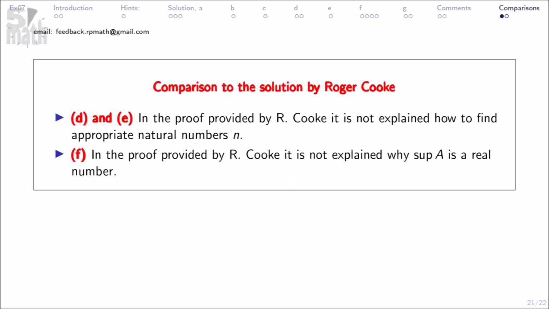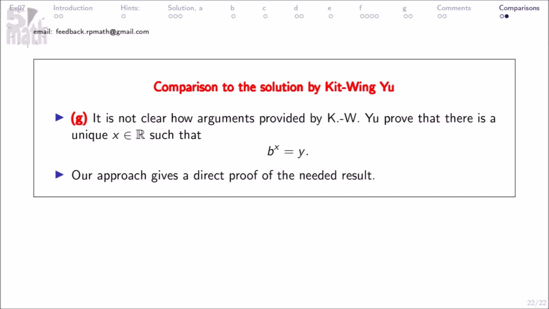Comparison to the solution by Roger Cook, DNE. E. In the proof provided by R. Cook, it is not explained how to find appropriate natural numbers n. F. In the proof provided by R. Cook, it is not explained why supremum A is a real number. Comparison to the solution by Kitwin Yu. G. It is not clear how arguments provided by KWU prove that there is a unique x in R such that b to the x equals y. Our approach gives a direct proof of the needed result.